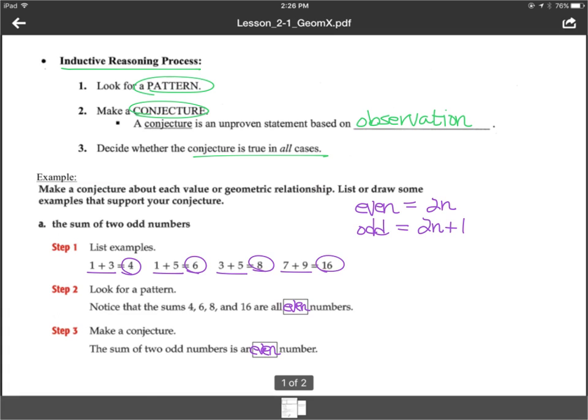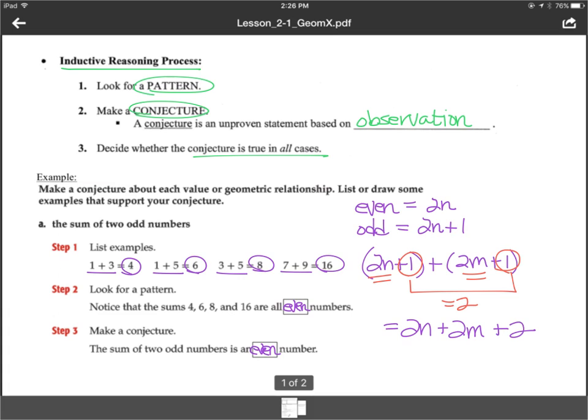So suppose you add 2 odd numbers together. Let's say the first number is 2n plus 1, and the second number is 2m plus 1. So you have 2 different odd numbers. Well, why will that be even? Notice that these parts are even, right? And those little ones on the outside, what happens to them? They group up. Now they're equal to 2. So when you add those terms together, you would get 2n plus 2m plus 2, which is an even number because that is divisible by 2.